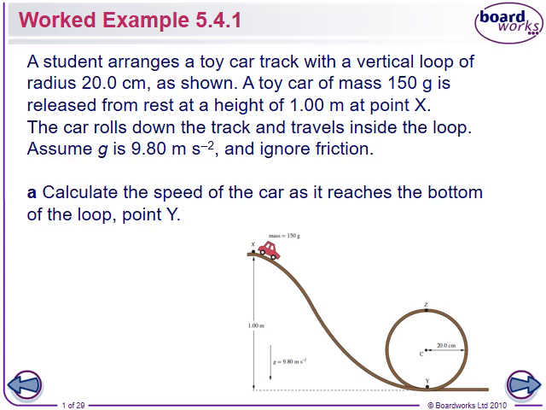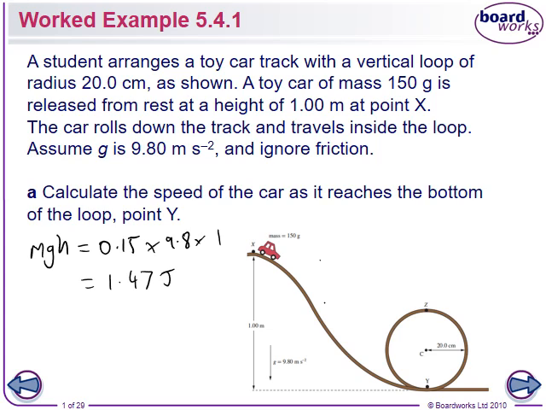So at point X, what's its kinetic energy? Zero. That makes a lot of sense. So we've got no kinetic energy here. We need to work out its gravitational potential energy. So it's mgh. The mass of the car is 150 grams or 0.15 kilograms. Gravity is 9.8, and the height is 1 metre. So what is that? 1.47, yep, joules.